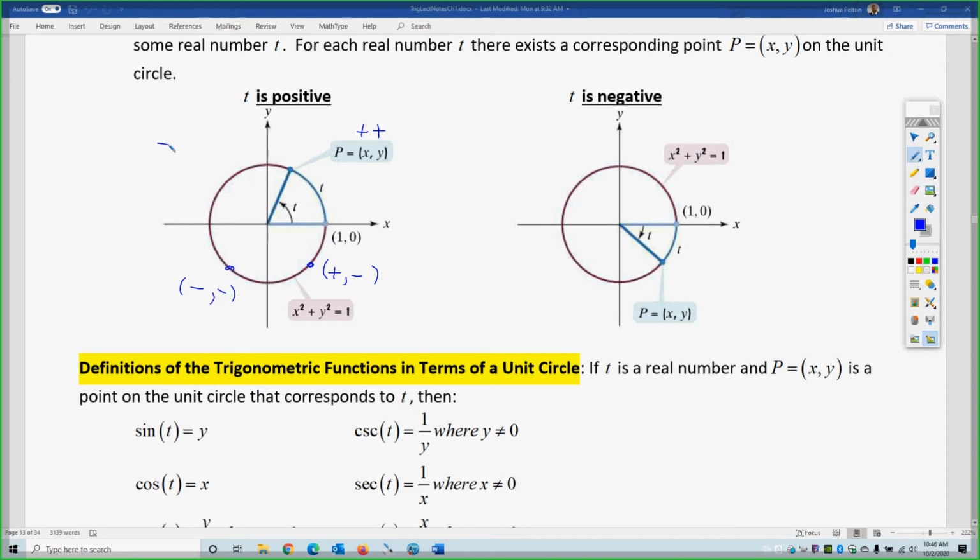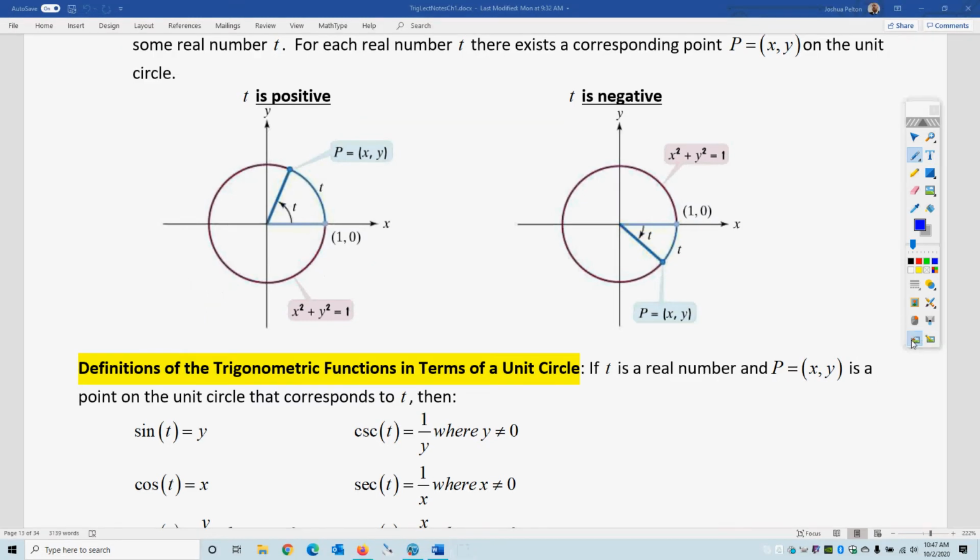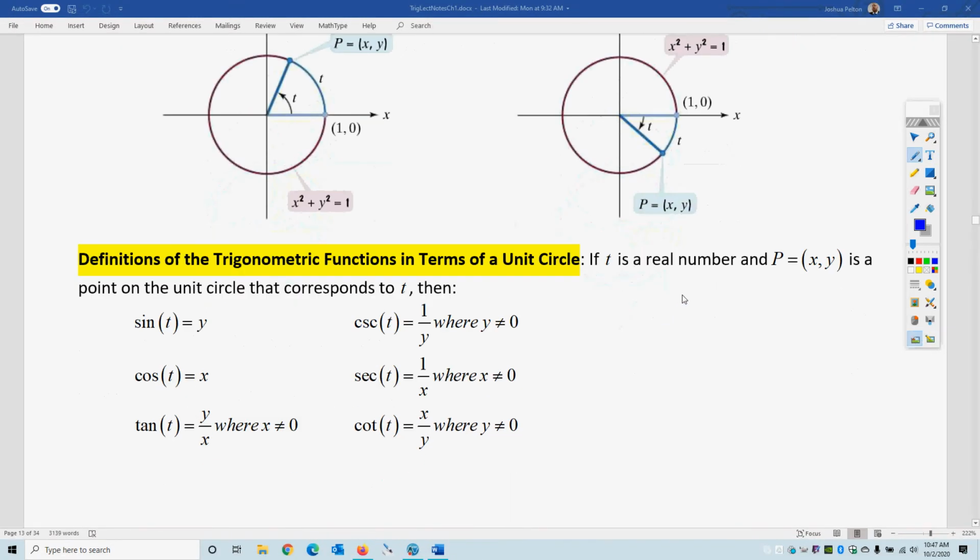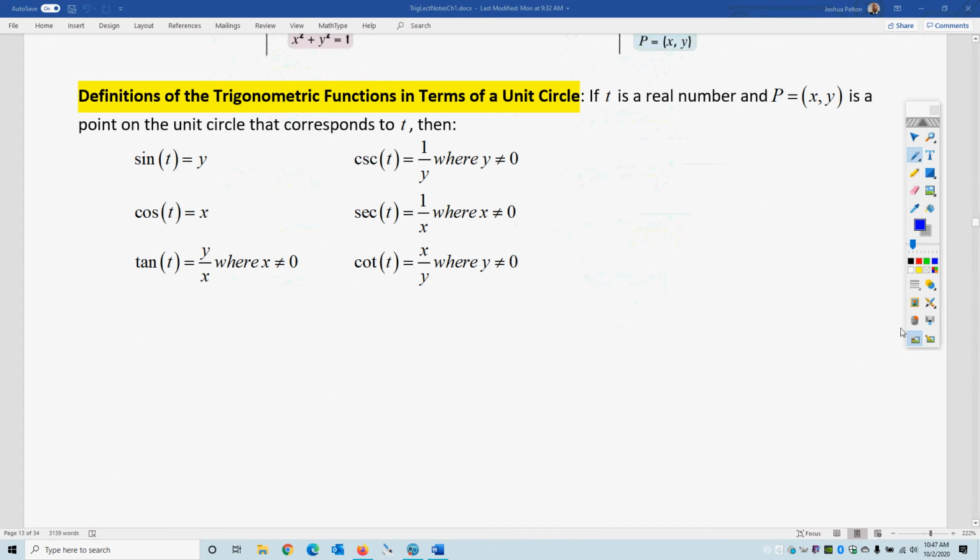And of course negative, positive, whatever the coordinates are on the circle you happen to hit. Alright, and the angle can be both positive and negative. Okay, so how are we going to define the trig functions based on this coordinate on the unit circle?